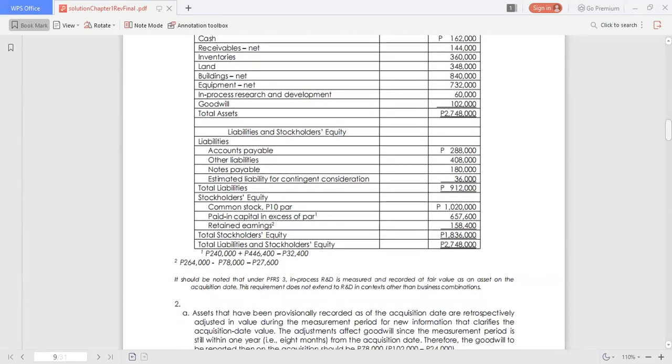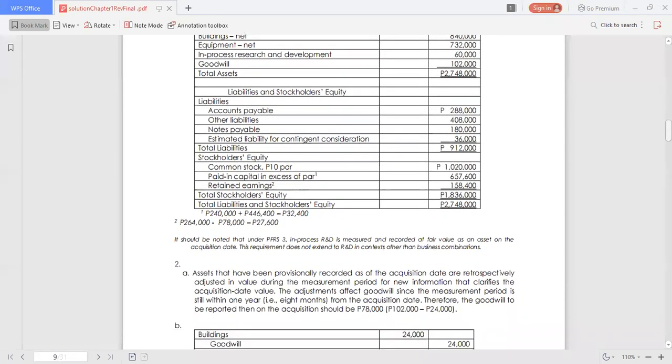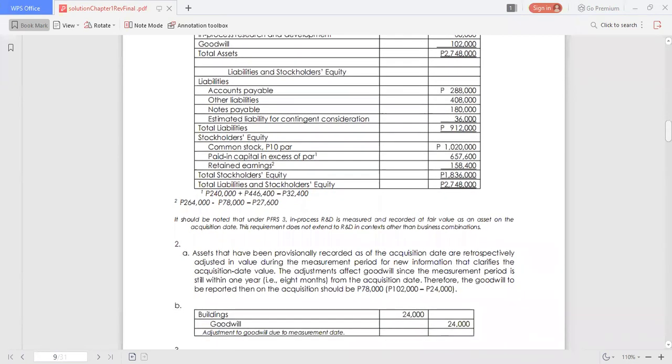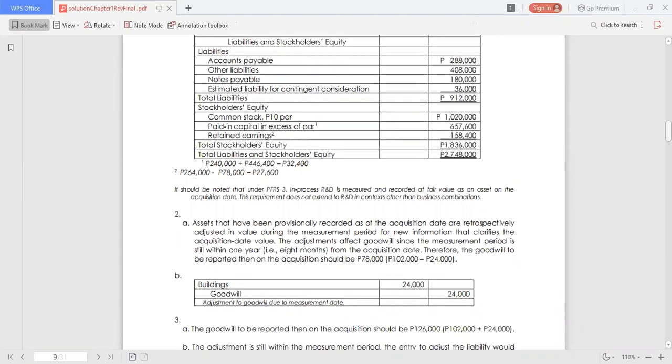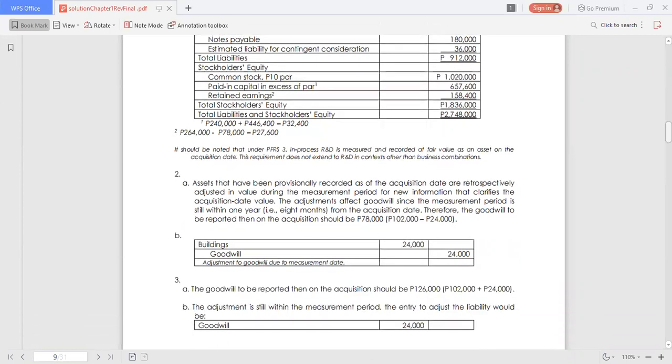Now you have the miscellaneous computations at the bottom. It should be noted that under PFRS 3, in process R&D is measured and recorded at fair value as an asset on the acquisition date. The requirement does not extend to R&D in contexts other than business combinations. So we now go to requirement number 2, provisional amount on asset acquired.